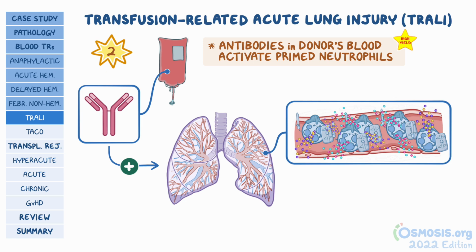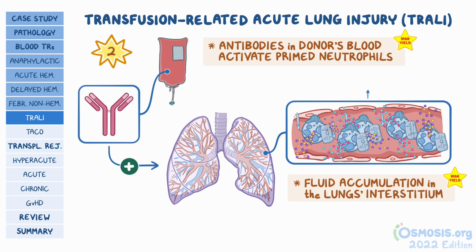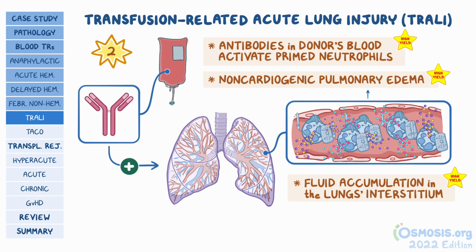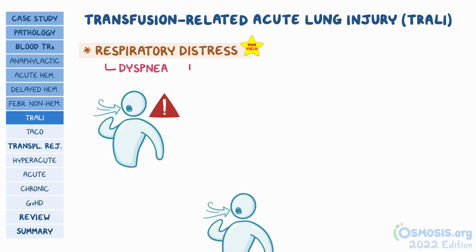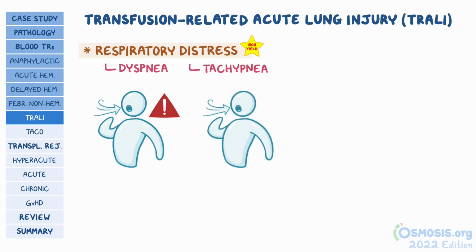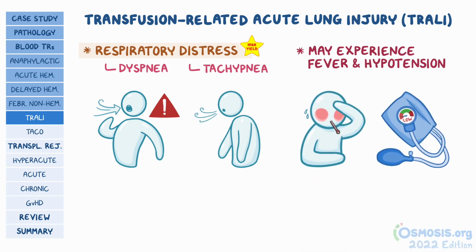This in turn will increase pulmonary capillary permeability, leading to fluid accumulation in the lungs' interstitium. As a result, individuals develop non-cardiogenic pulmonary edema, which is when the fluid accumulation is not due to cardiac causes like heart failure. And that's an extremely high-yield fact. In addition, the pulmonary edema is associated with respiratory distress, which is characterized by dyspnea, or shortness of breath, and tachypnea, or rapid breathing. Also, individuals with TRALI may experience fever and hypotension, or low blood pressure.